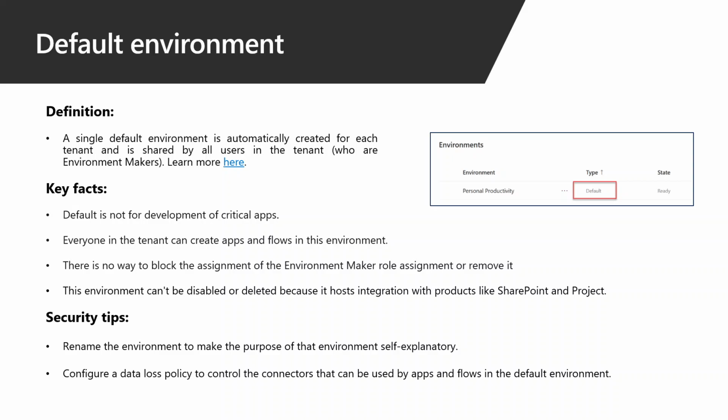loss prevention on that so the connectors can only be used for specific things around personal productivity. So one strategy may be that you would implement DLP across all the non-business connectors, but leave things like Word, PowerPoint, Excel, Outlook available so that people can write their own flows for personal productivity. So you're naming the environment personal productivity.